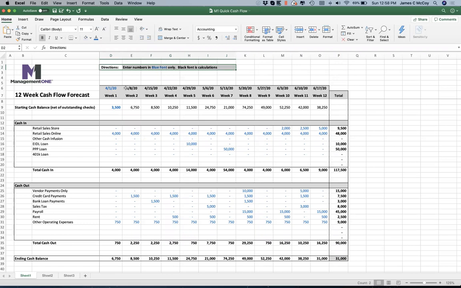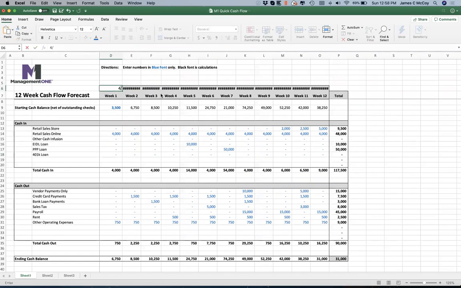So what we've got here is enter numbers in blue font only, as all the black font is calculations. So here you'd enter in the date. So if I put like 4/5/2020, these will automatically update for 7-day increments.